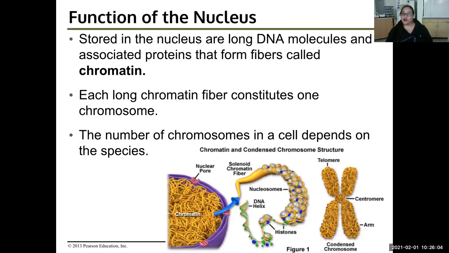Function. Stored in the nucleus are long DNA molecules and associated proteins that form fibers called chromatin. Each long chromatin fiber constitutes one chromosome. And the number of chromosomes in a cell depends on the species. We have 46 chromosomes in most of our cells, except for our gametes, our sex cells, which have 23. Our body cuts them in half to get passed on to the next generation. We will go over that in more detail in the next chapter, or the next few chapters.